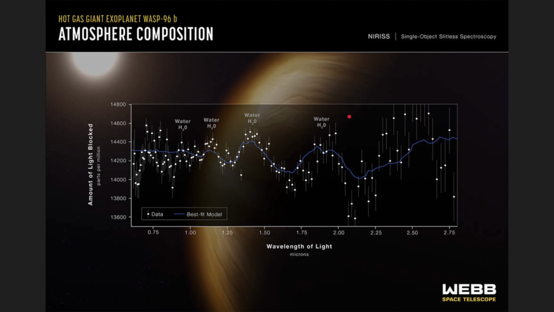Now here we see an atmosphere composition, which is something different that we couldn't really see with Hubble, of a planet called WASP 96b, which is a hot gas giant exoplanet many thousands of light years away from Earth. What's interesting about this image is how the James Webb Telescope can peer into the different levels of water throughout the atmosphere at different depths, which is way more detailed than anything that the Hubble Space Telescope could do.